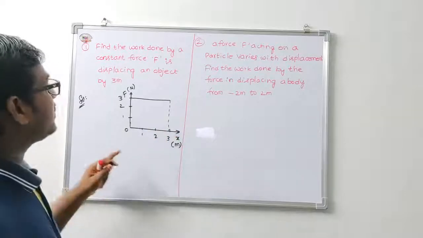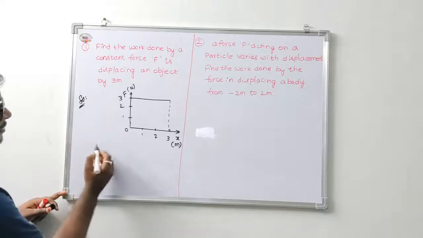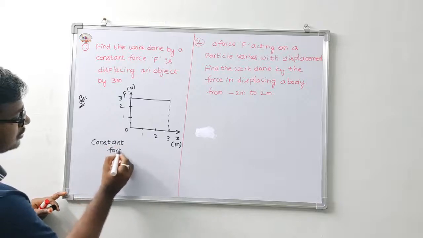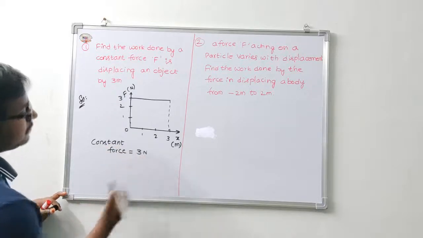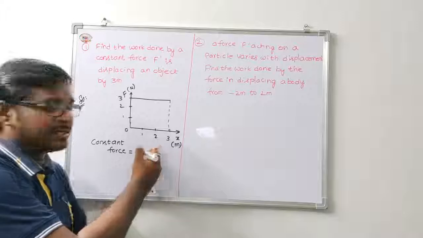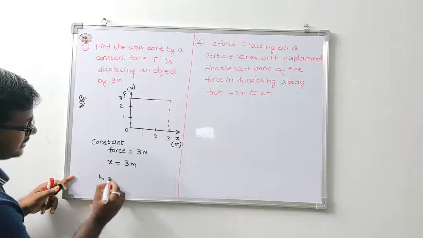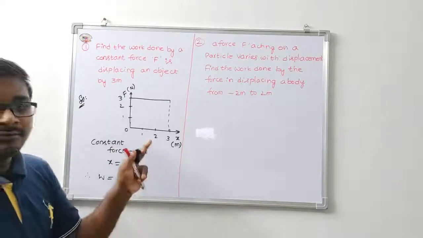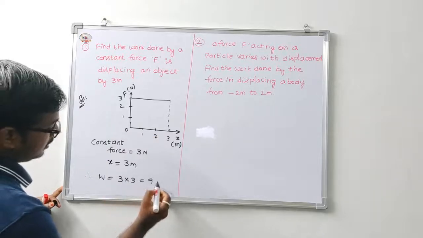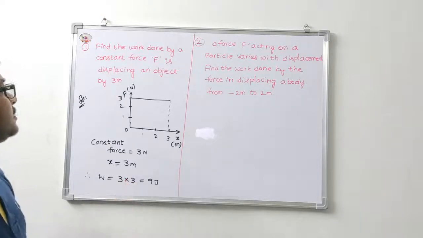A constant force, students, a constant force of 3 Newton, is displacing an object along the x-axis. X is equal to 3 meter. Therefore, work done is equal to the area under the force displacement graph, 3 into 3, that is equal to 9 joule. This is the first problem. It's a very important and very easy method, students.